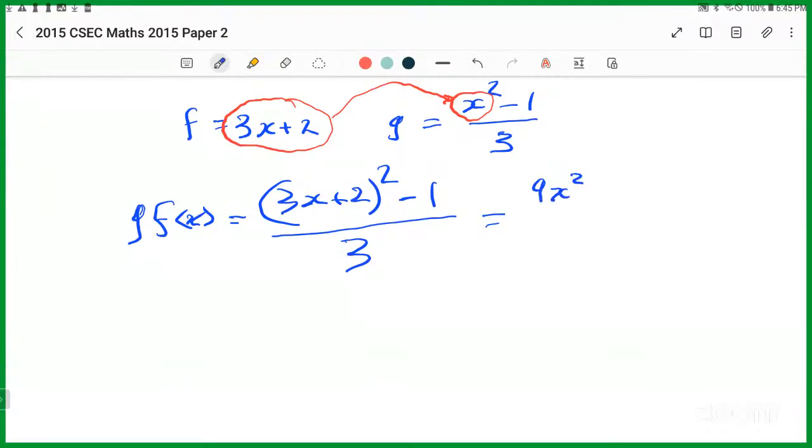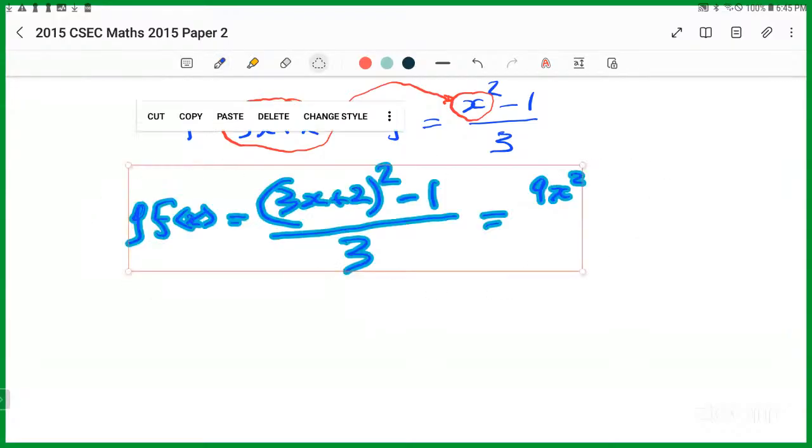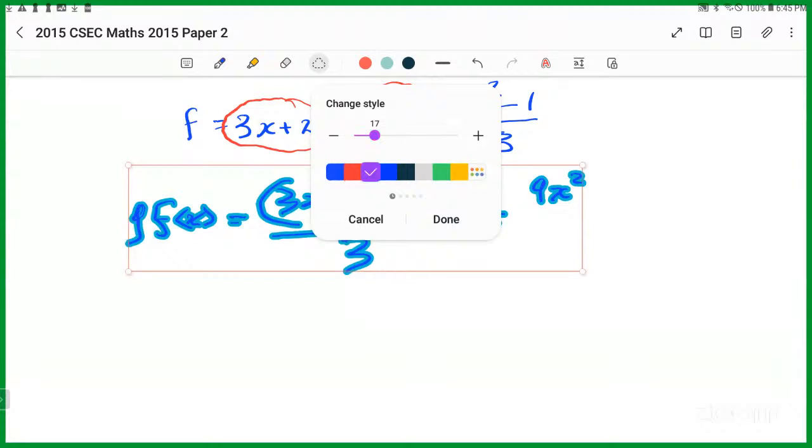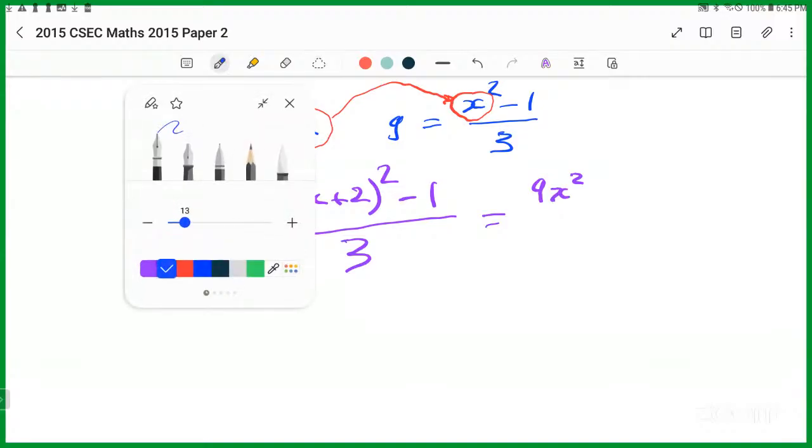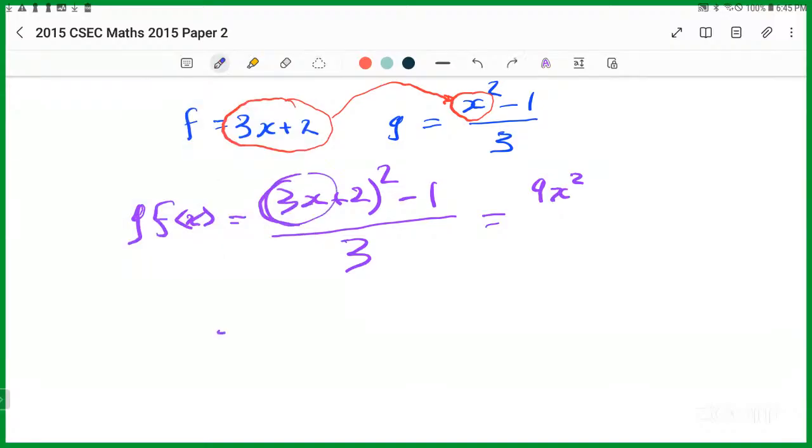Let me do this in a different color so I don't confuse results. Let me do it in purple. Alright, good. So the first term squared is 9x squared. Then we'll do twice the product of the two.